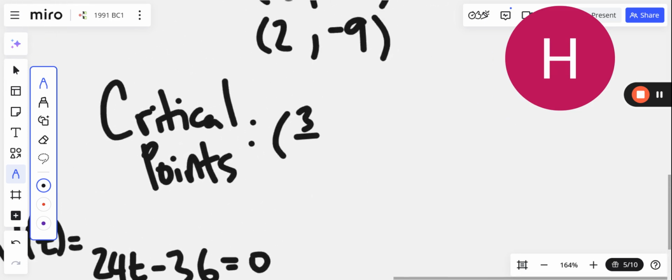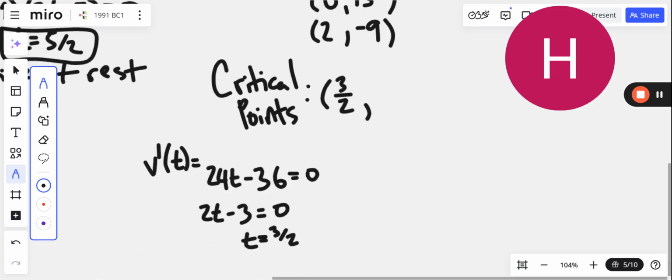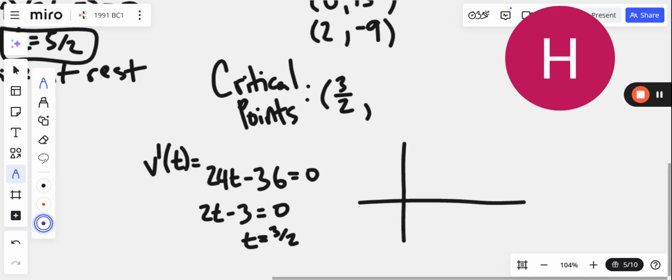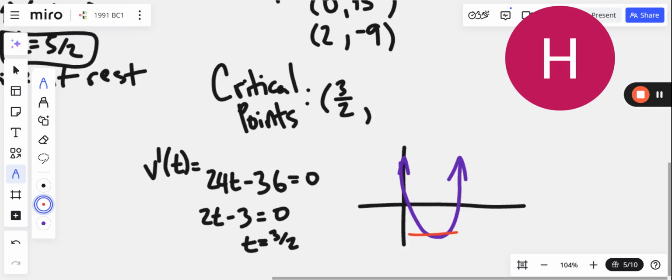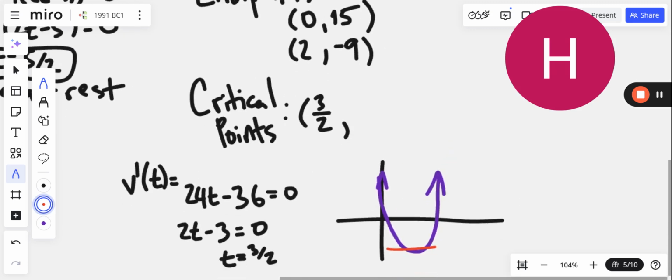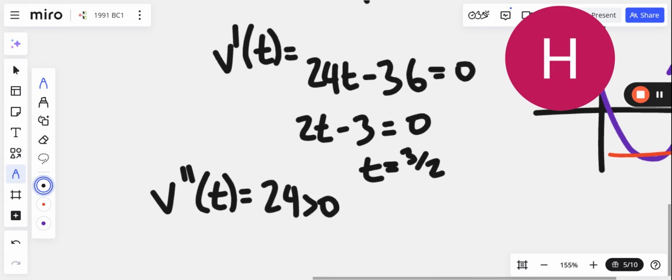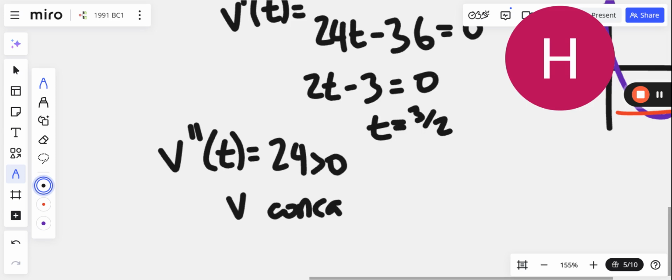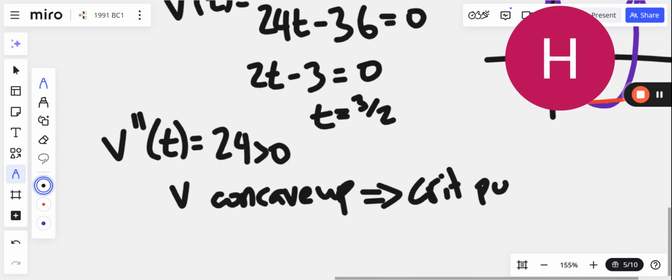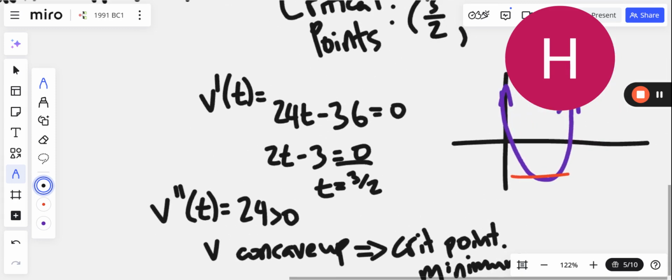Now, we don't know if 3 halves is going to give us a maximum or a minimum, or do we? It's going to give us a minimum because the velocity is an upwards facing parabola, and so its critical point can't possibly give us a maximum. In fact, I can even go further and say the second derivative of the velocity equals 24, which is positive, and that means that v is concave up, and that tells me that the critical point is a minimum. So I don't even have to calculate it. Got around it. I don't have to plug in 3 halves.